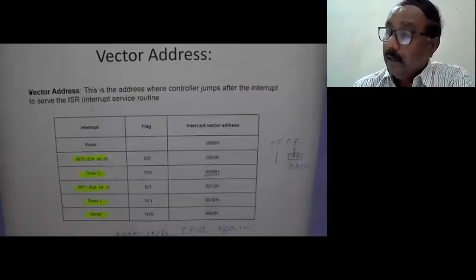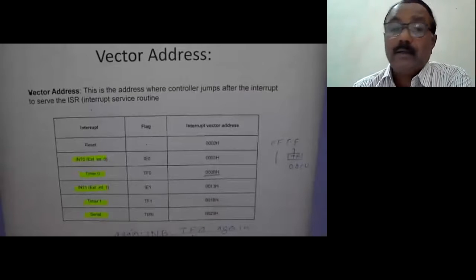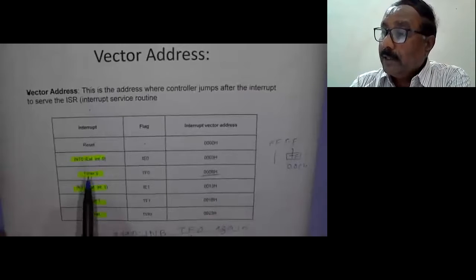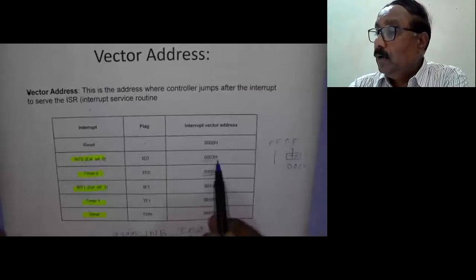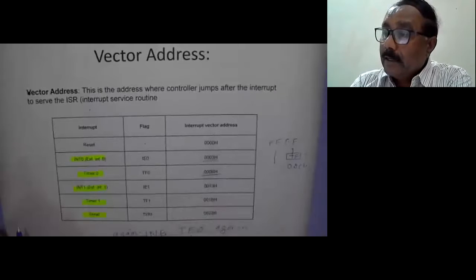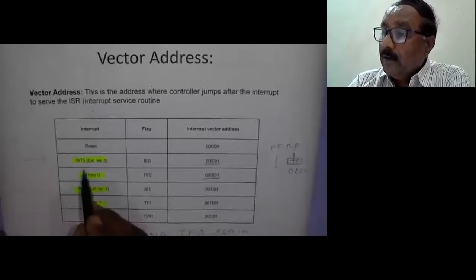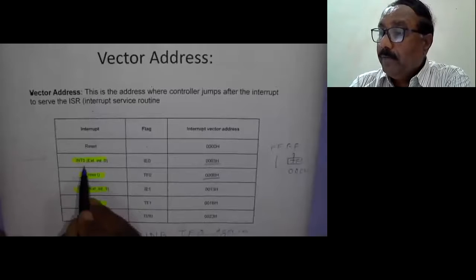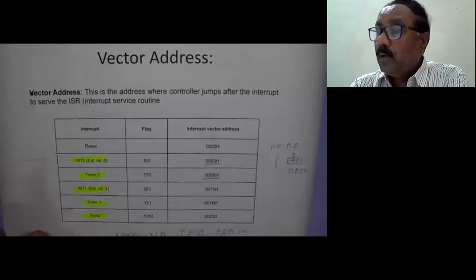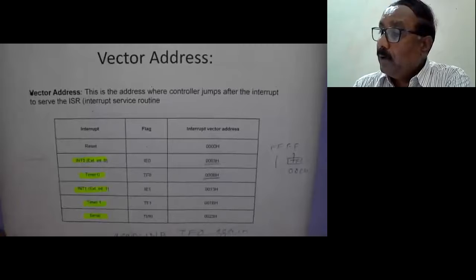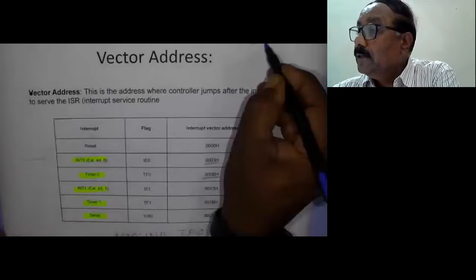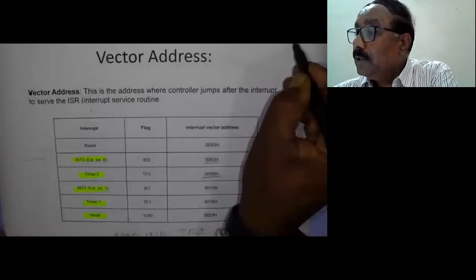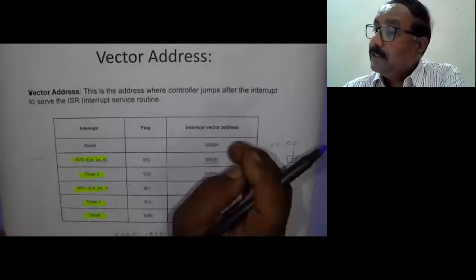For each interrupt, these vector addresses are fixed. So for INT0, external interrupt number 0, the vector address is 003. When an external interrupt occurs, or when the INT0 pin becomes 1, the microcontroller will stop its program and jump to location 003. At 003, some small program is written.